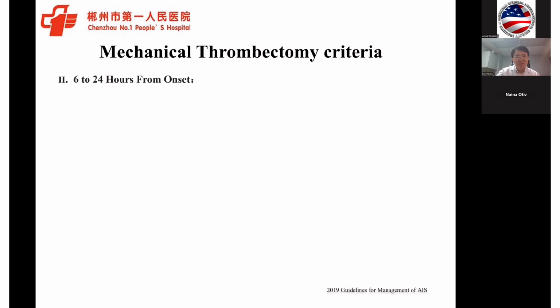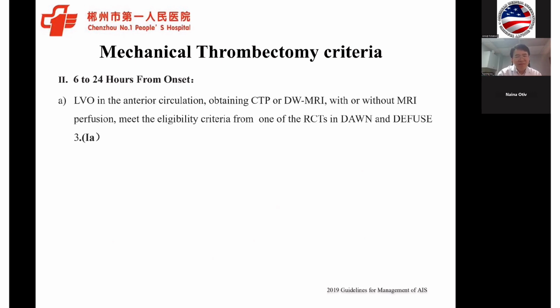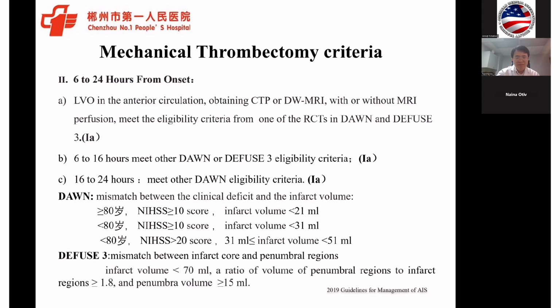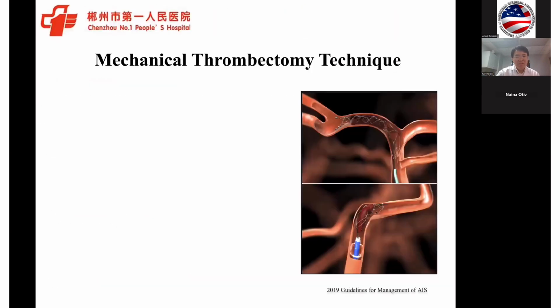And for 6 to 24 hours from onset, in the anterior circulation we need to obtain CTP or DWI MRI that meets the eligibility criteria from one of the RCTs, DAWN and DEFUSE 3. The DAWN study is about the mismatch between the clinical deficit and the infarct volume. The DEFUSE 3 is about mismatch between infarct core and penumbral regions.